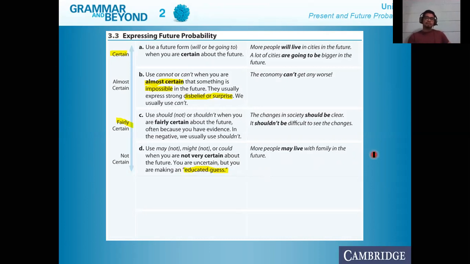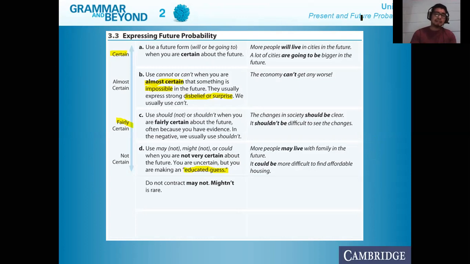People may live with family in the future. That's an example. It could be more difficult to find affordable housing. That's another example of a probability as well. Do not contract may not or might not. As we saw, and I have been telling throughout the whole video, may not and might not shouldn't be used in the contracted form, okay?